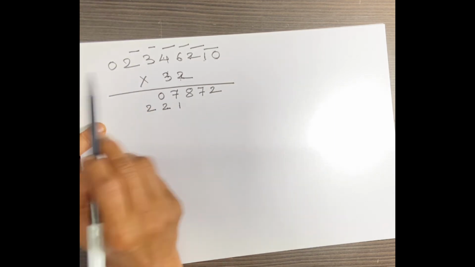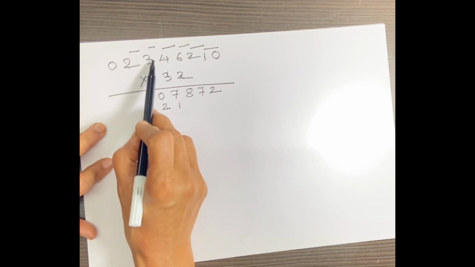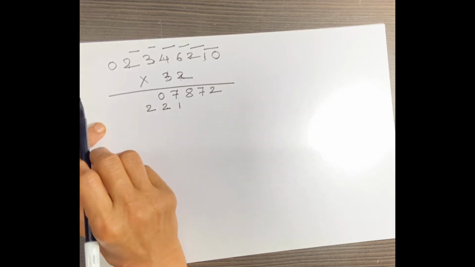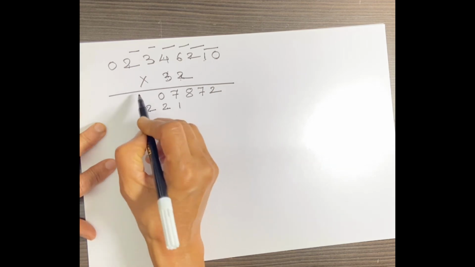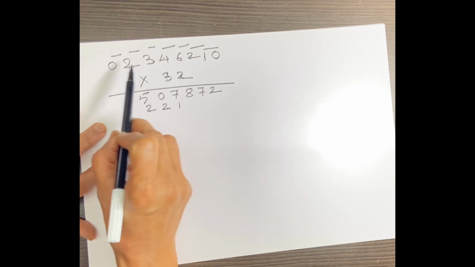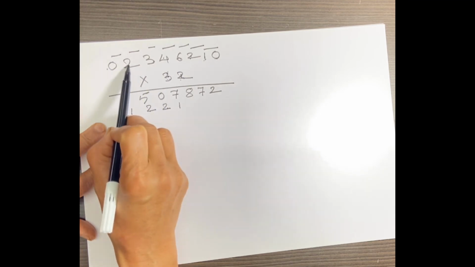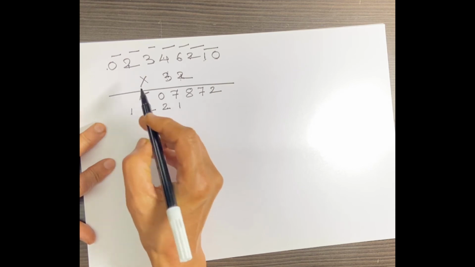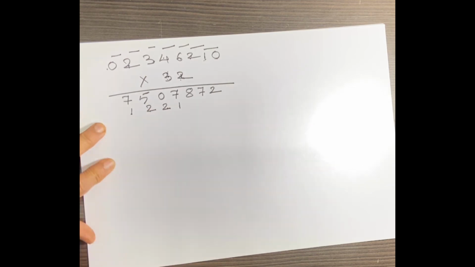Now next pair, 2 twos are 4 plus 3 threes are 9. 9 plus 4 is 13. 13 plus 2, 15. Now next pair, 2 zeros are 0 plus 3 twos are 6. 6 plus 0 is 6 and plus 1 is 7. We have finished our answer.